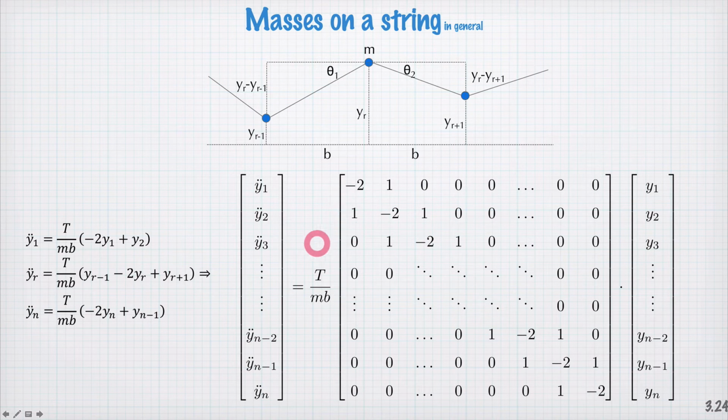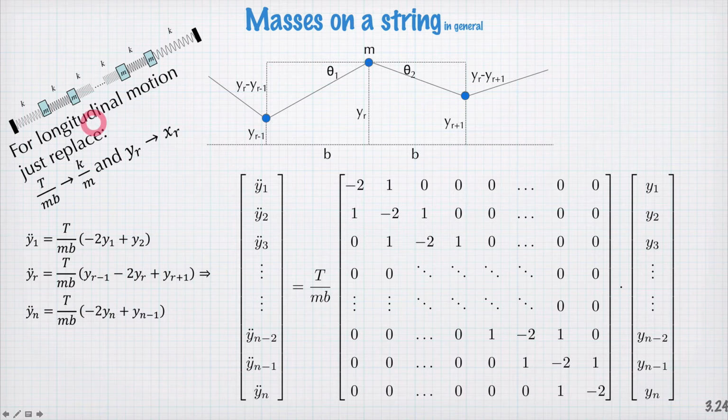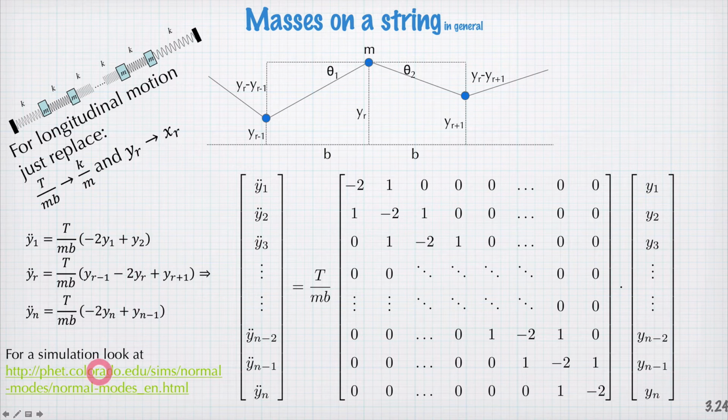Now, we did this derivation for the transverse motion of these masses. If we'd done the derivation for masses being pulled in the longitudinal direction by springs k, then we get exactly the same equation, except that T divided by mb, this factor out the front here, would change to k on m, and the y's would change to x's. Other than that, we get exactly the same equation for the frequencies and normal modes. So to have a look and see how these normal modes and frequencies behave, we're going to look at a simulation which is handily provided by this website here.